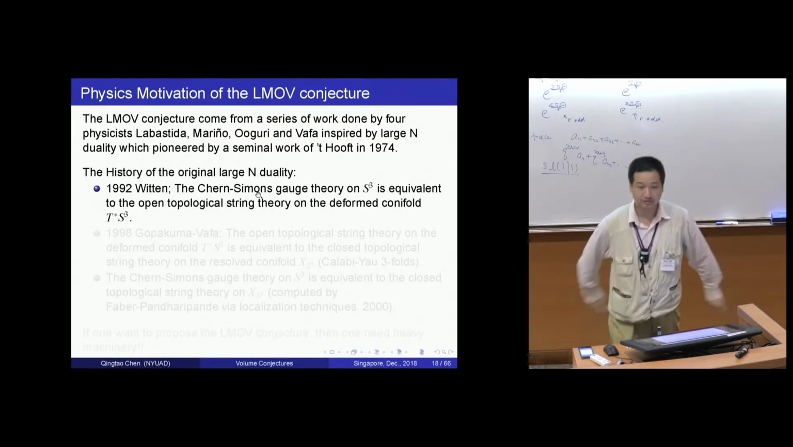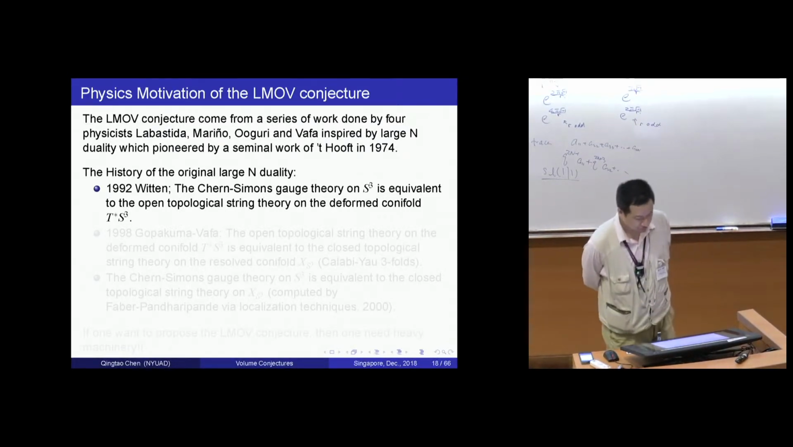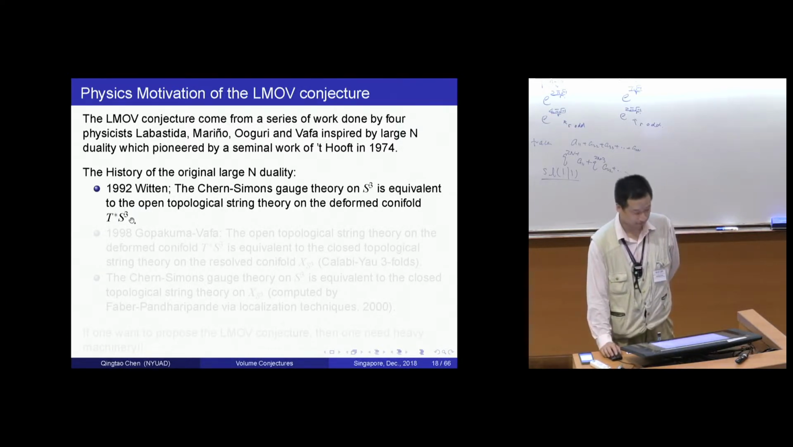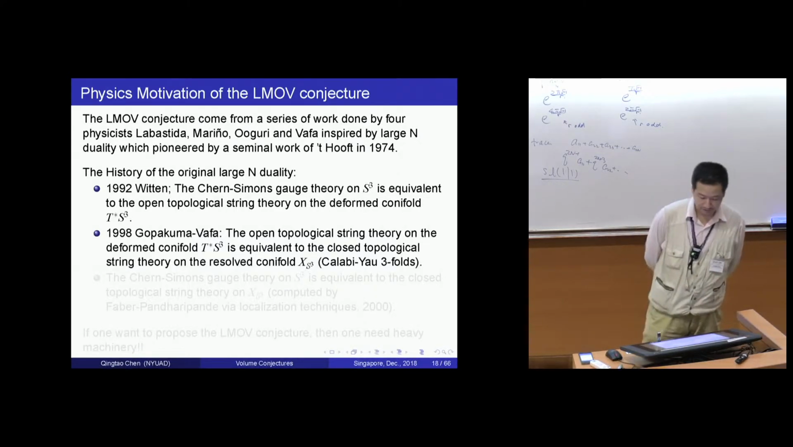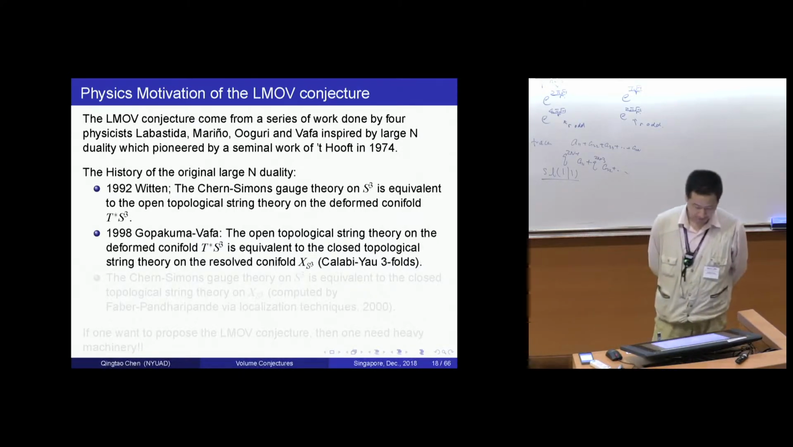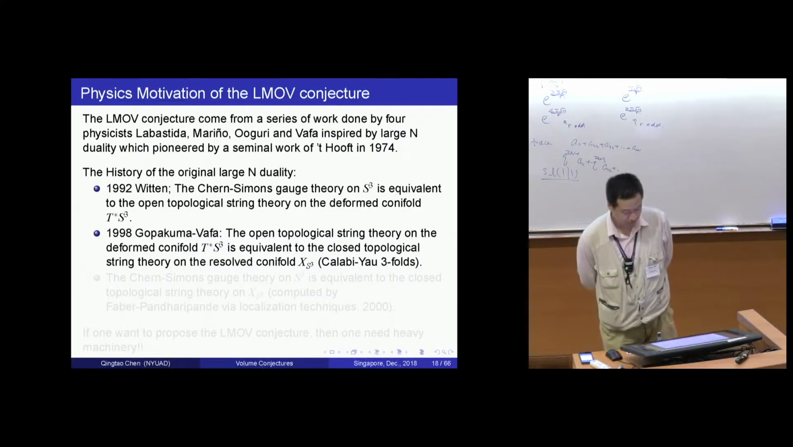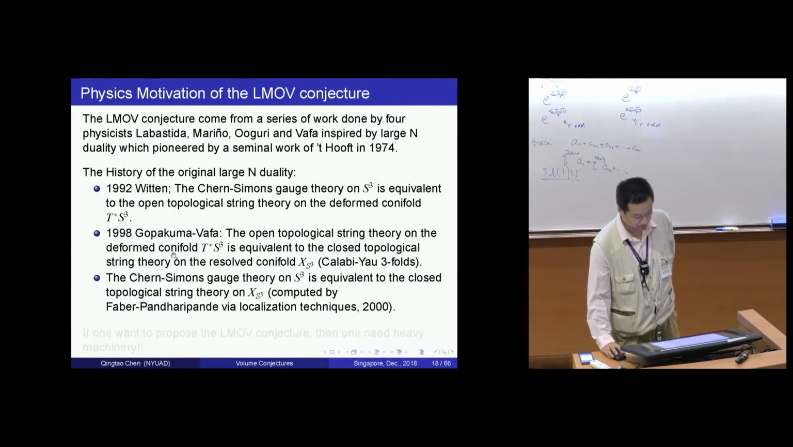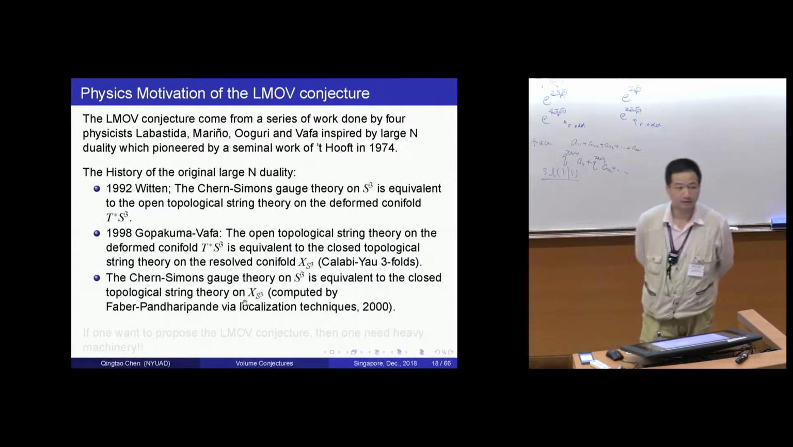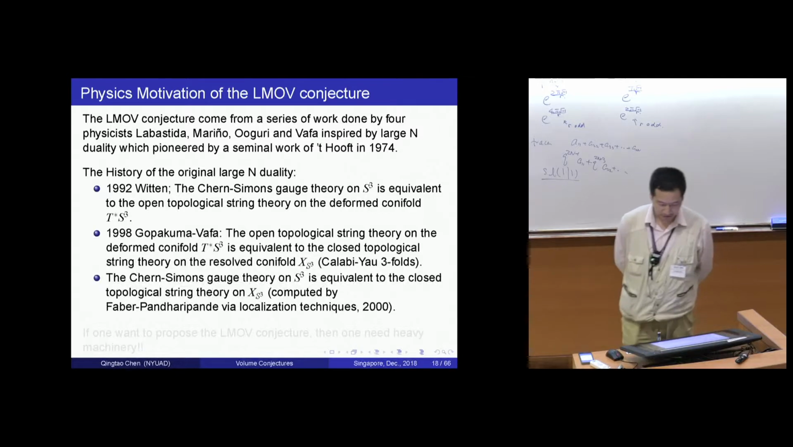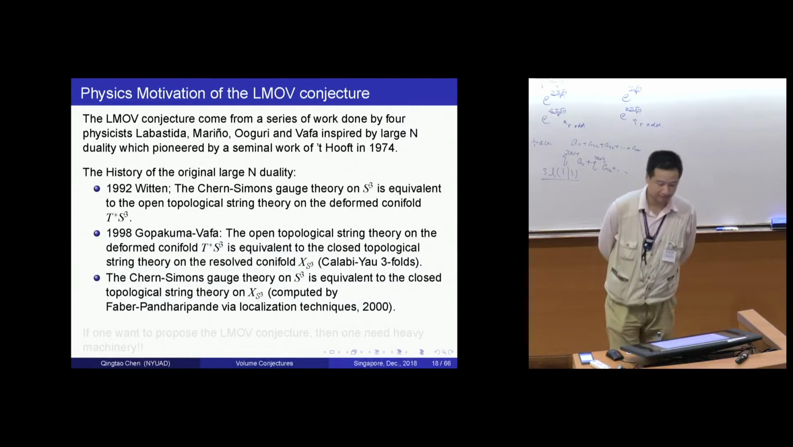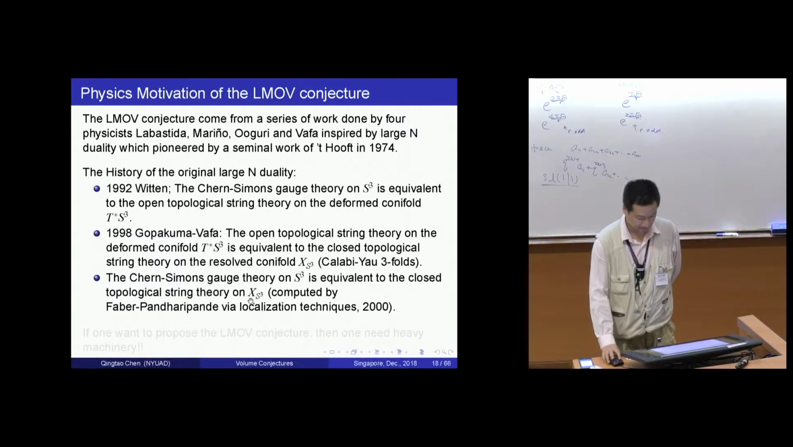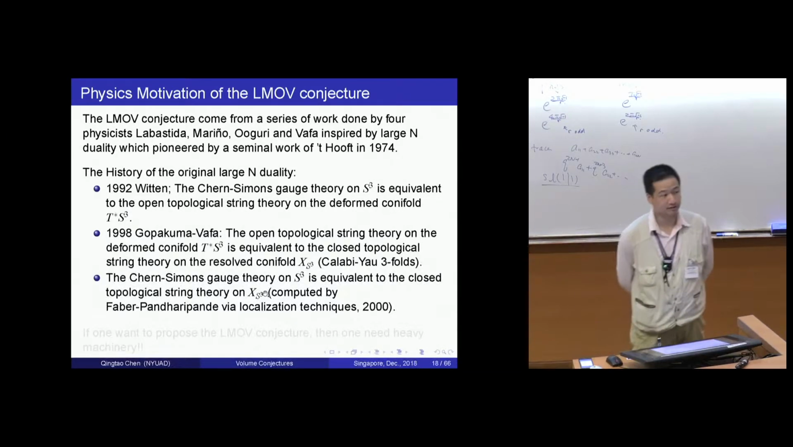He recognized that Chern-Simons gauge theory on S3 is equivalent to the open topological string theory on the deformed conifold T*S3. The deformed conifold is just the cotangent bundle of S3. And in 1998, Vafa and collaborators identified the open topological string theory on the deformed conifold as equivalent to the closed topological string theory on the resolved conifold X, a Calabi-Yau threefold. From these two, you can assert that Chern-Simons gauge theory on S3 is equivalent to the closed topological string theory on X. This is computed by Faber-Pandharipande using localization techniques. We call this the closed large N duality.